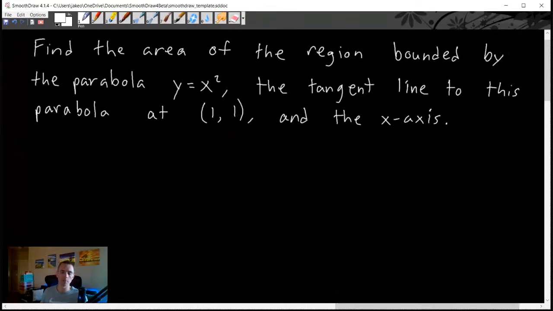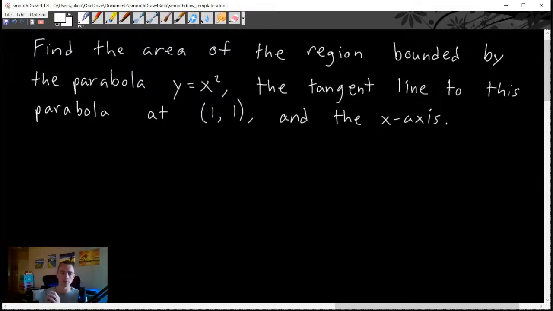So this one is going to be a little bit interesting, a little bit unique and different. We are going to find the area of the region bounded by the parabola y equals x squared, the tangent line to this parabola at the point 1, 1, and the x-axis.